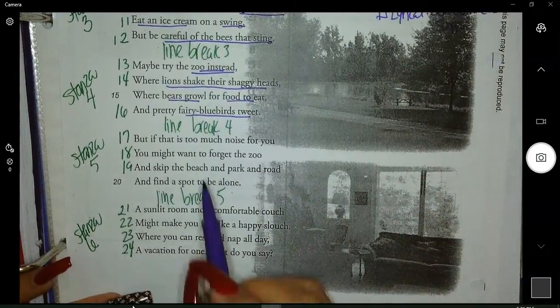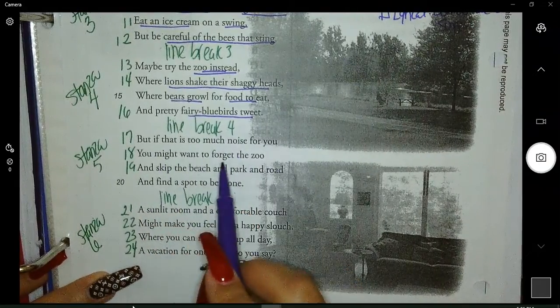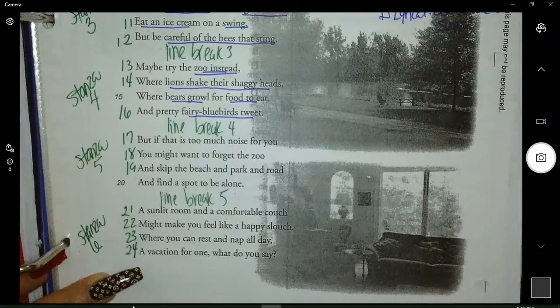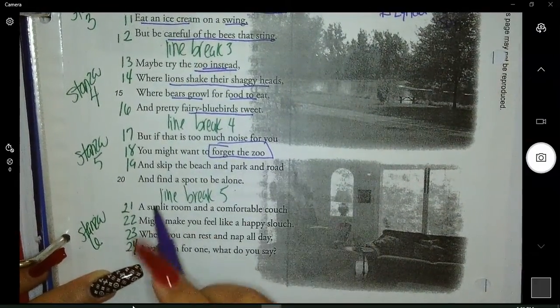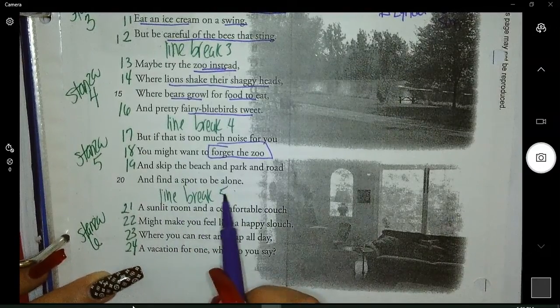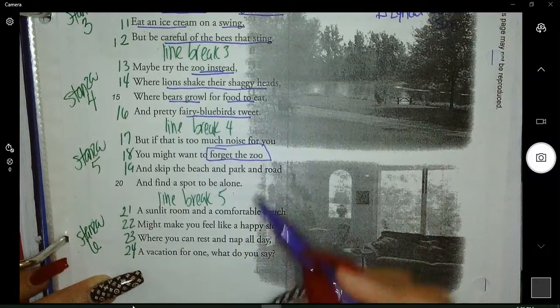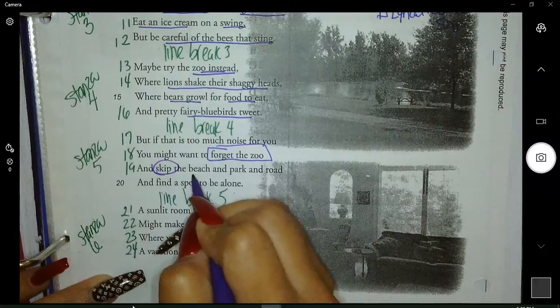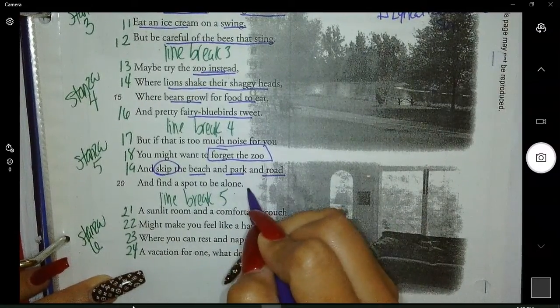What about stanza 5? But if that's too much noise for you, you might want to forget the zoo. Now what is he telling me? He's saying forget the zoo. Line 19, and skip the beach and park and road and find a spot to be alone. What is he telling me, boys and girls, in line 19 and 20? Skip the beach and the park and the road, and he's telling me I should do what instead?